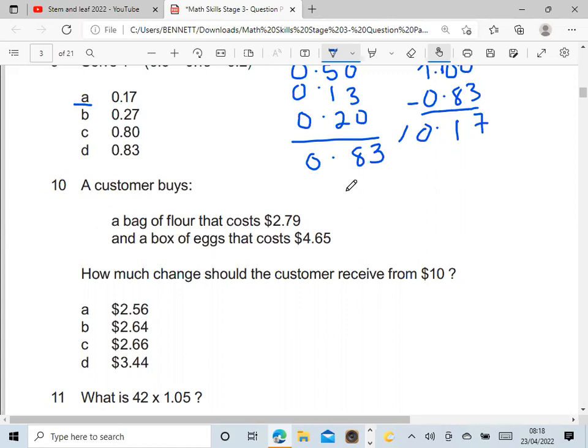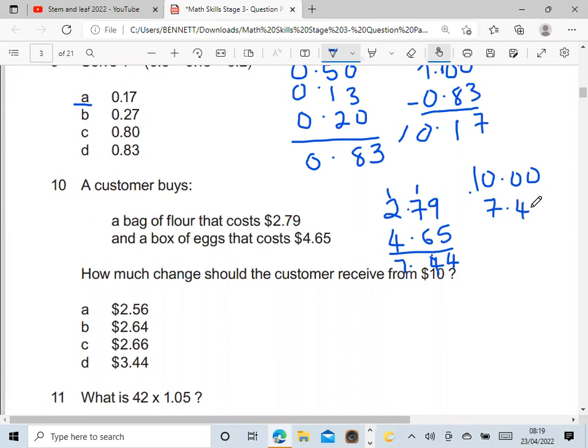So it's very similar to the one that we just did a while ago. We total the money spent, right? 9 plus 5 is 14, so that's 4, carry 1. 6, 7, 1, 8, and that's 14, so that's 4. A total of $7.44. All right, so you're going to subtract that from $10. So we just subtract, right?